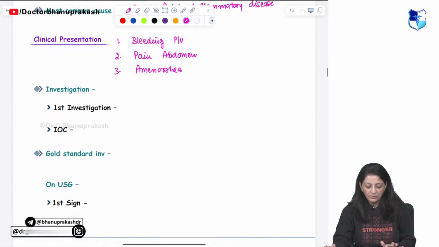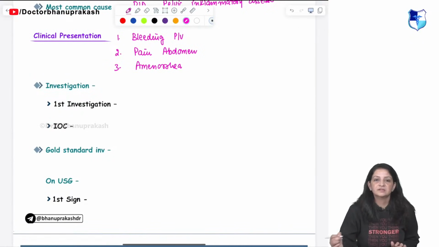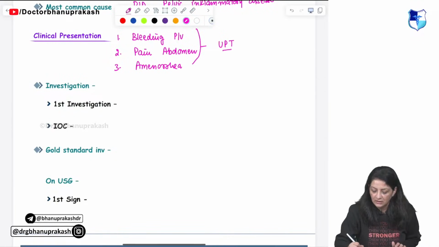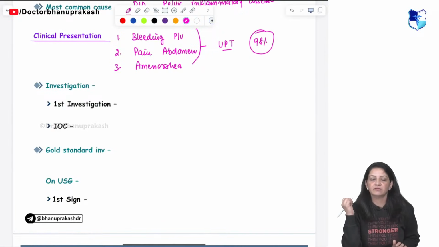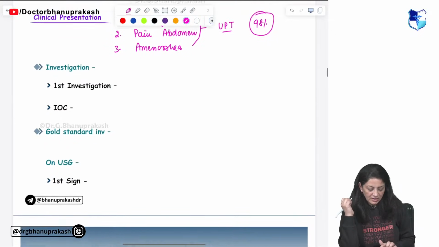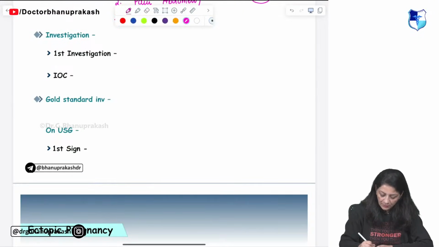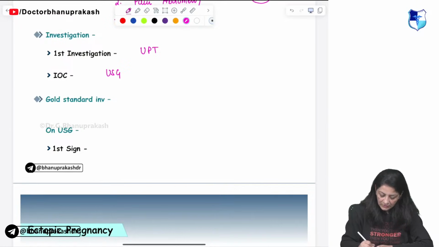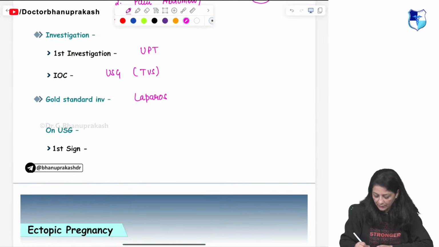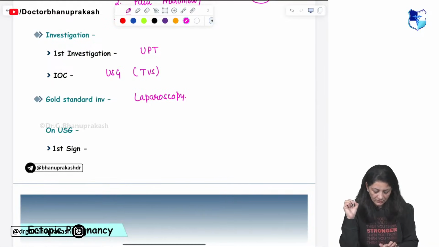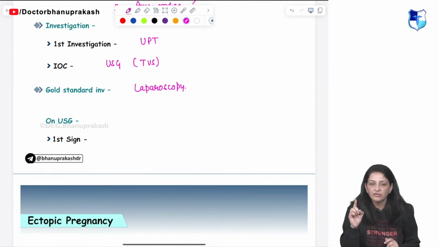Whenever a patient comes with these symptoms, the first step is to do UPT, urine pregnancy test. 98% cases में positive है. If we talk about investigations, the first investigation is UPT, urine pregnancy test. Investigation of choice, ultrasound, TVS, and the gold standard investigation is laparoscopy. Laparoscopy is the gold standard.